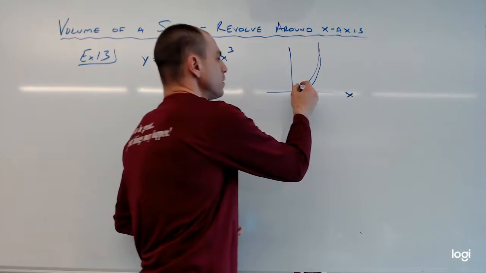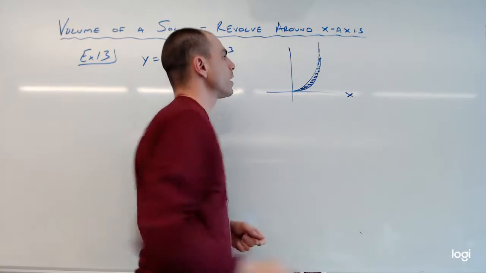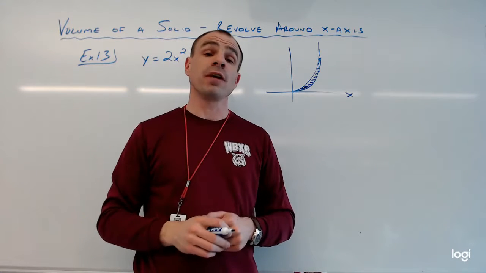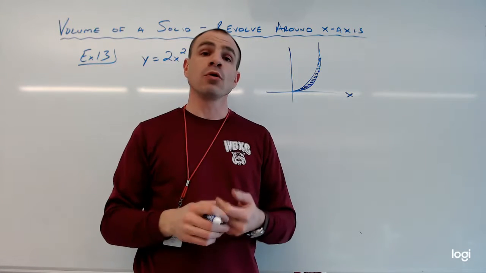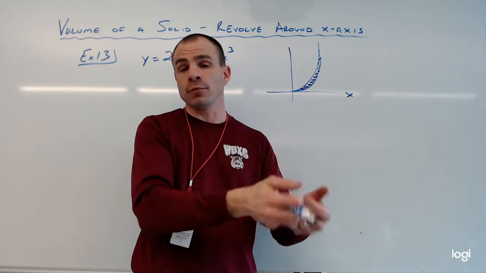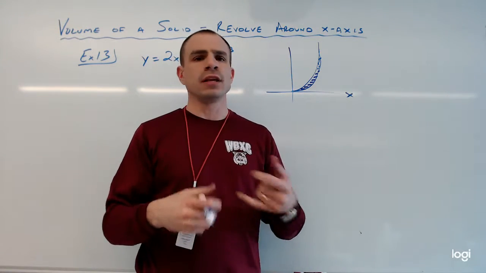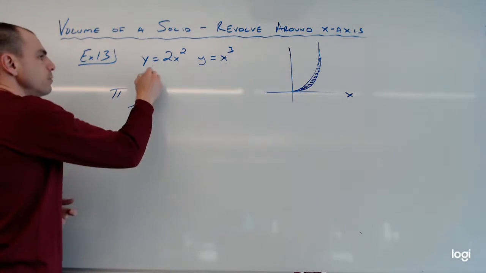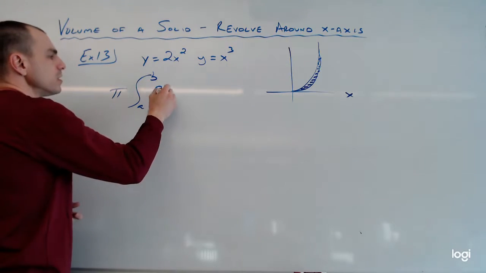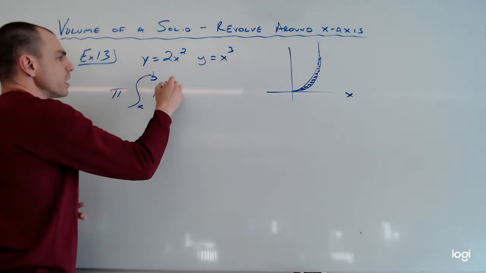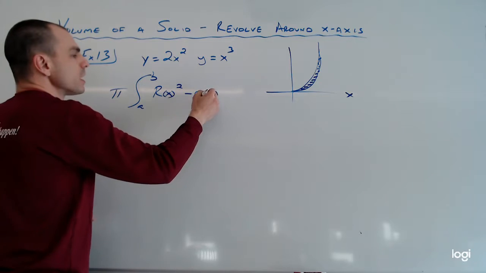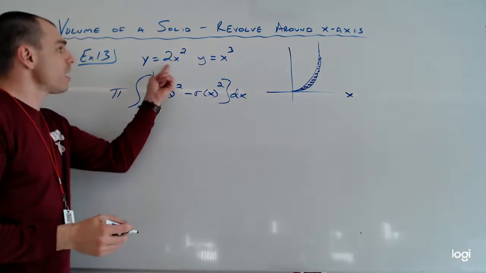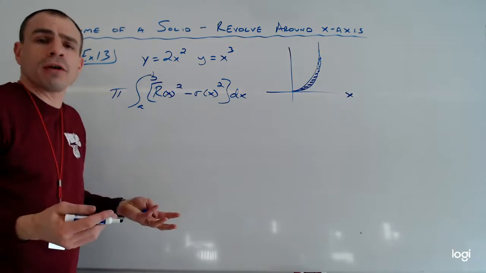So this very skinny little region right there is going to get shifted around the x-axis. We want to find the volume of that solid. In order to do that, we know the formula from the previous video, but we need more of the details. We've got pi times the integral from a to b of the outer radius, R of x, squared, minus the inner, or lowercase r, radius squared, dx. But which one's the outer and which one's the inner? And where are the bounds?